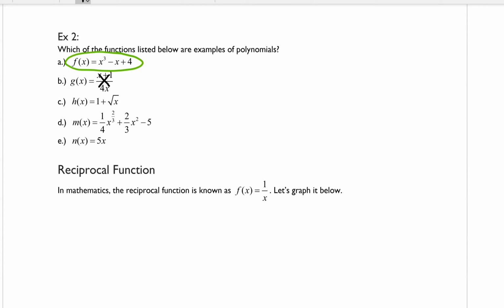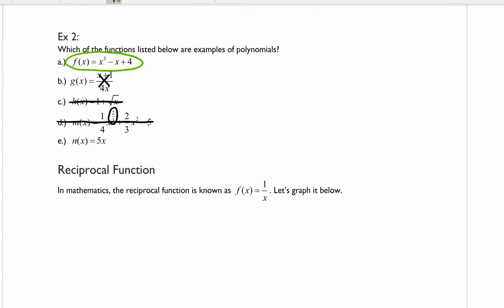The next one, h of x equals 1 plus the square root of x, that looks like it could possibly be a polynomial. However, because we're taking a square root of x there, that is not a polynomial. All right, the next one is very close to being a polynomial. However, all of the exponents, we said earlier, have to be integers. But if you look here, the exponent there is 2/3, which is not an integer because it's not a whole number. So this is not an example of a polynomial.